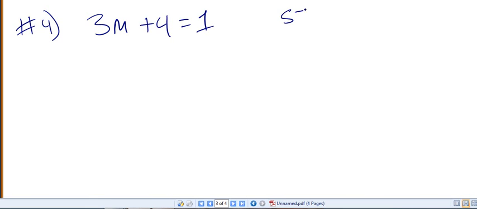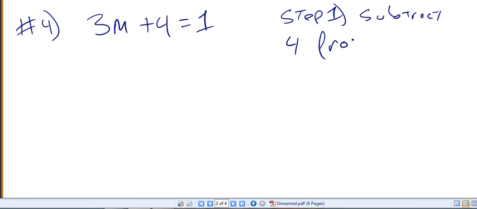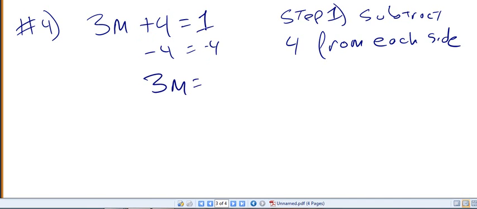Moving on to number 4: you've got 3m plus 4 is equal to 1. So step 1, we want to subtract 4 from each side. I'm subtracting 4. From the left side of the equation, 4 minus 4 is just 0, so I'm left with 3m. 1 plus a negative 4 is a negative 3.